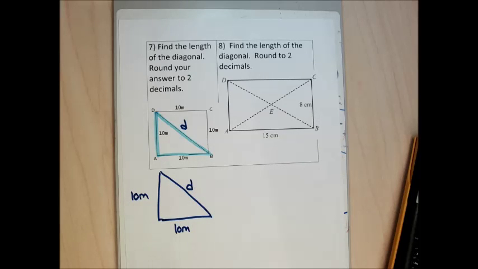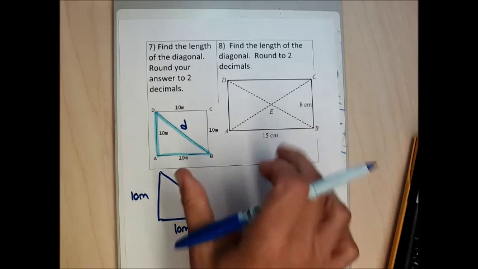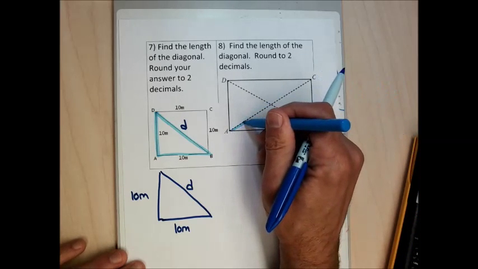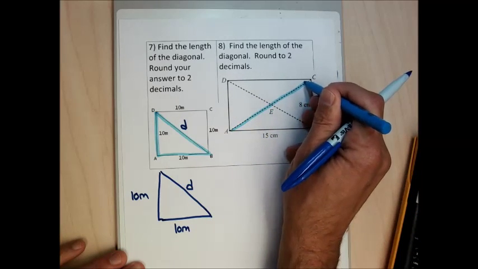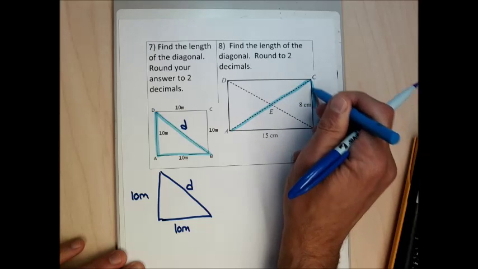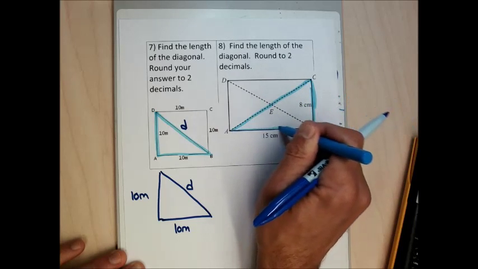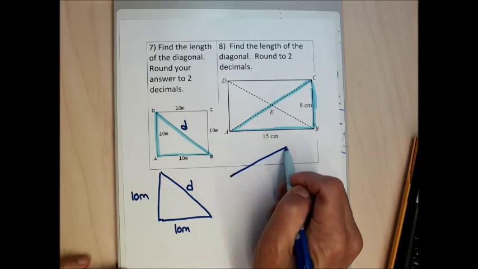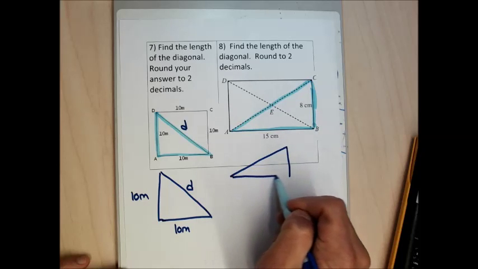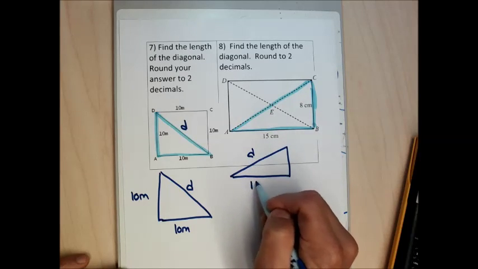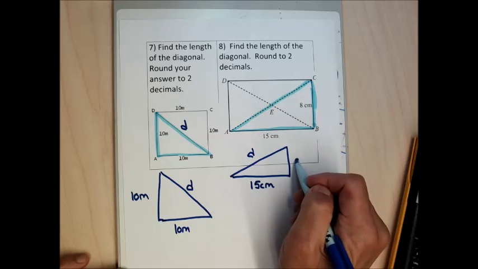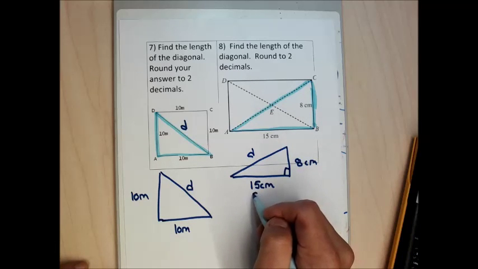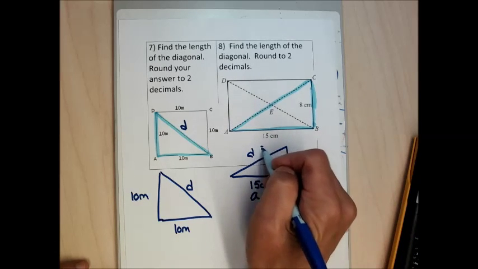For my problem 8, I have a rectangle as opposed to a square. The diagonals have equal lengths, so I'm just going to find the length of this diagonal that I just highlighted. And both diagonals in a rectangle have the same lengths, so I'm going to use this triangle. I'm going to find that diagonal. My right angle is here, so I'm going to call this side A, this side B, and the diagonal C.